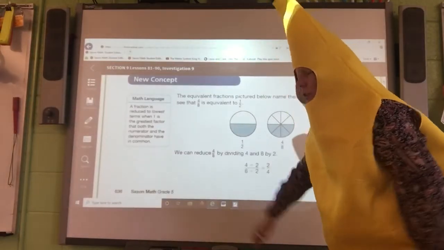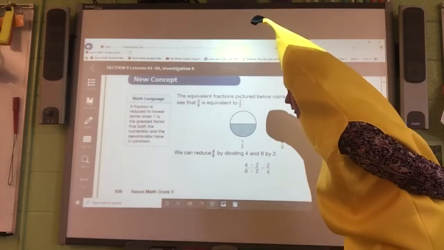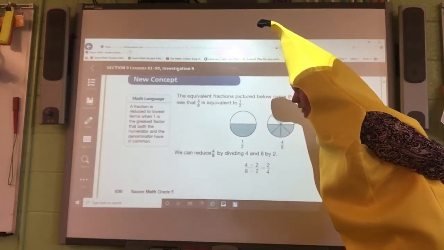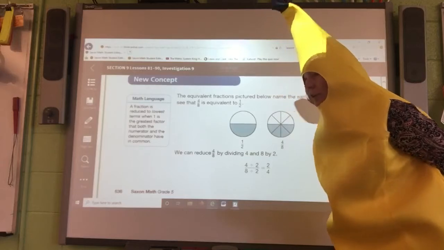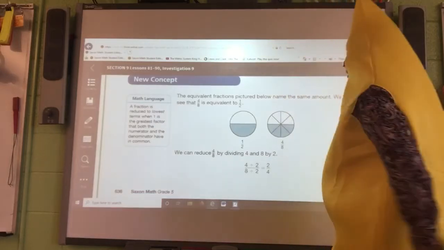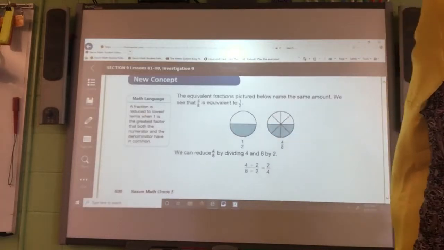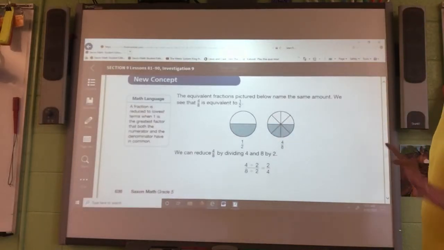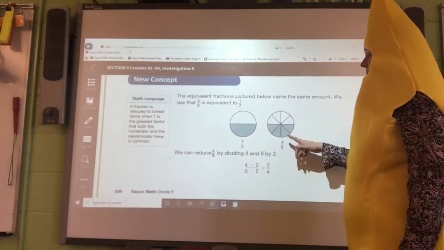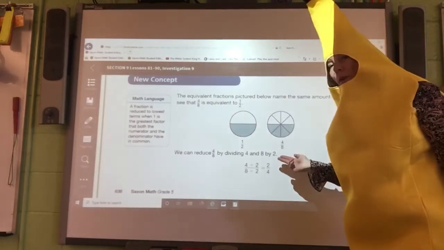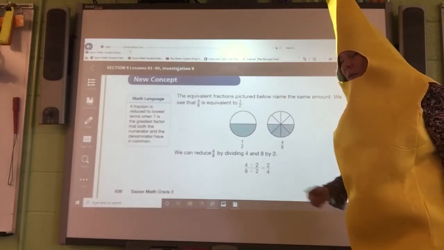A fraction is reduced to its lowest terms when 1 is the greatest factor that both the numerator and the denominator have in common. The equivalent fractions that we have below here have the same amount in each, 1/2 and 4/8. We know that 4 is half of 8. Therefore, we know it's a half.